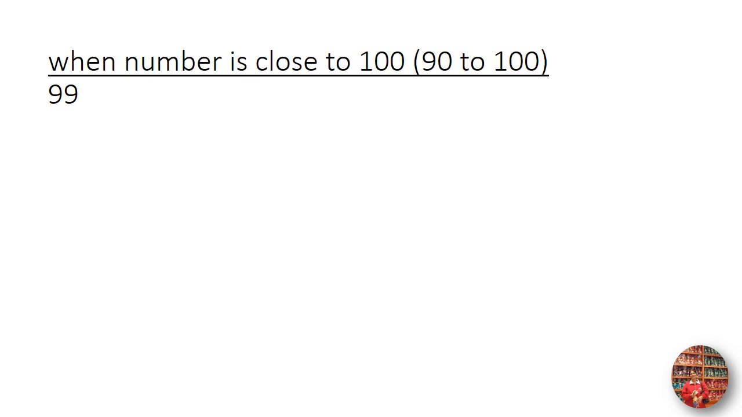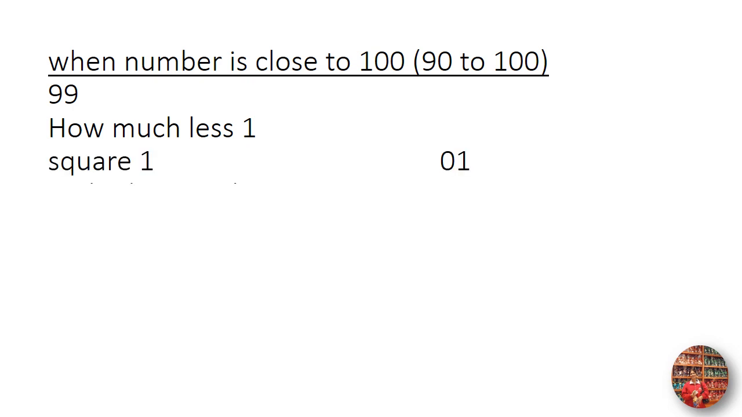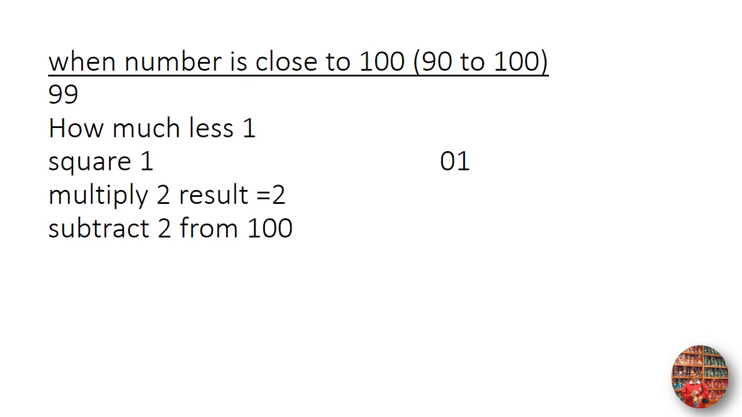Now 99. Do it fast. How much less? 1 less. 01. Multiply 2. Result is 2. Subtract from 100. Subtract 2 from 100. 98. The answer is 9801.